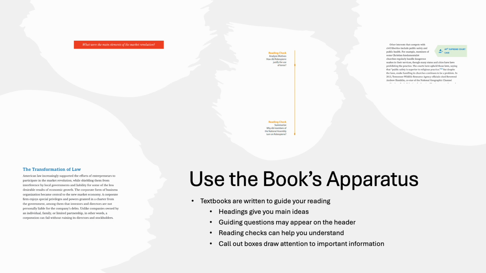Don't just blow through these things. Whether it's images, primary sources, data tables, charts, call-out boxes, headers, subheaders, right? These are all designed to provide a scaffolding for you to help you read better. Don't just ignore them and move on.